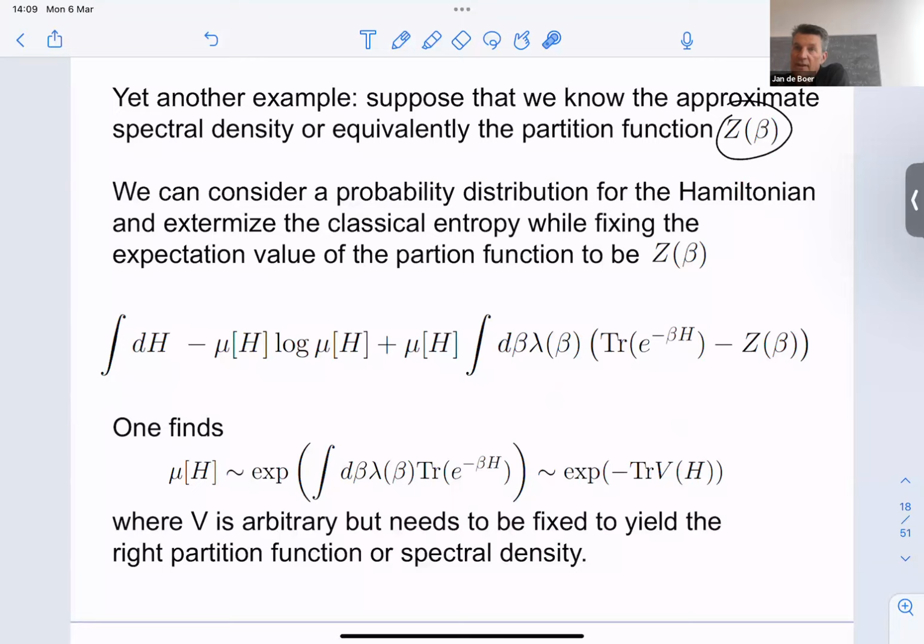And then I look for a probability distribution on the space of Hamiltonians with this von Neumann entropy or Shannon information, quantifying my uncertainty, quantifying my entropy. And this is the functional you need to maximize. So you maximize this entropy subject to these Lagrange multipliers. And it's very easy to optimize for mu of H, and you find that the probability distribution on the space of Hamiltonians that's compatible with these inputs is simply given by this expression here. It's an integral over d beta times these Lagrange multipliers times trace e to the minus beta H. Now these lambda betas can be anything. You just need to fix them so that the partition function comes out okay.